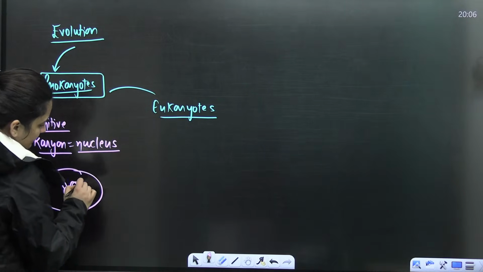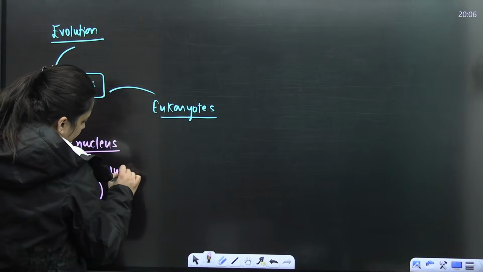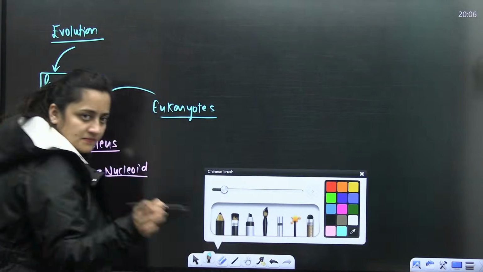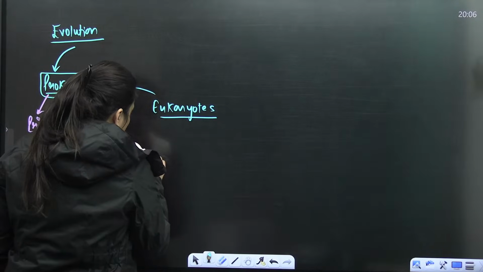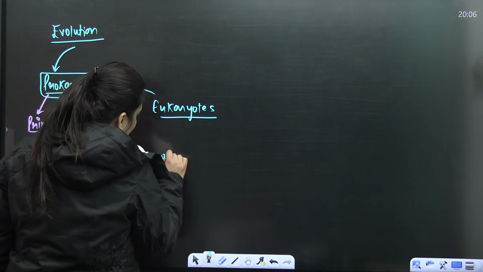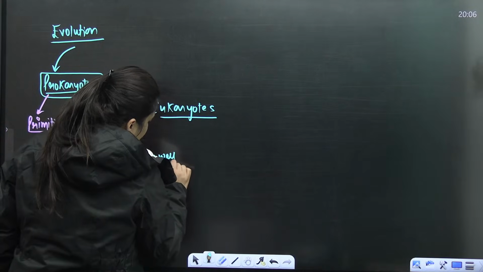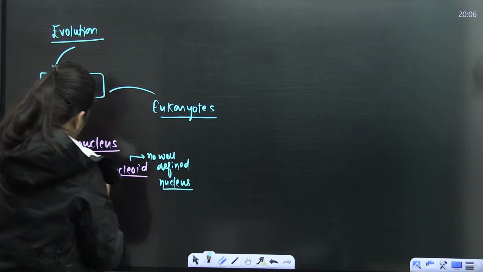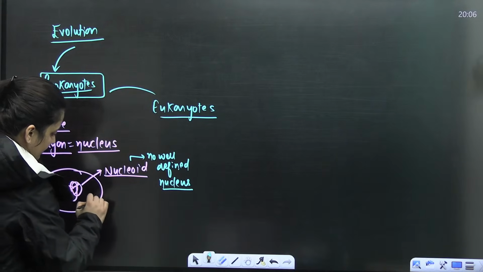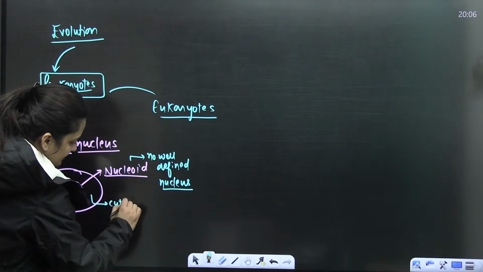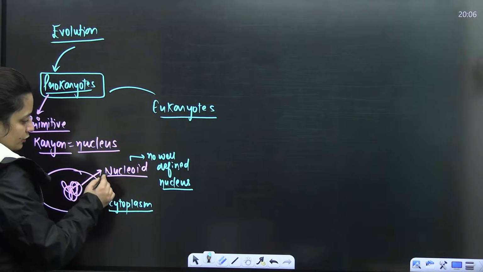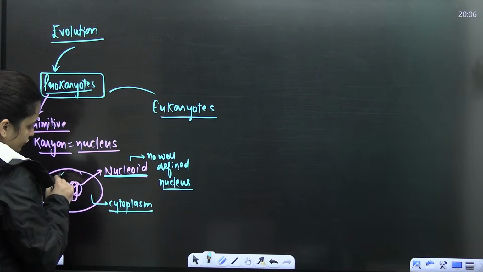So in a prokaryote, you will see the nucleoid there. You will not see a well-defined nucleus there. I believe you all know that, right? There is no well-defined nucleus in the prokaryotes. Rather, the genetic material is present directly in the cytoplasm. We call it the nucleoid, with no histone protein.